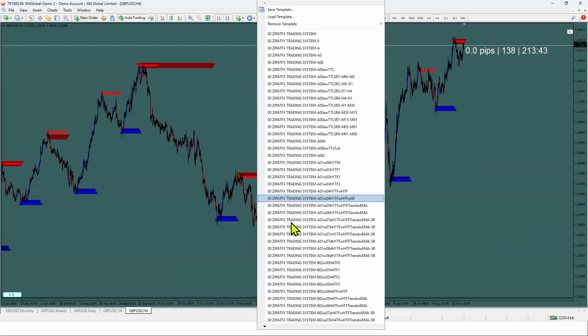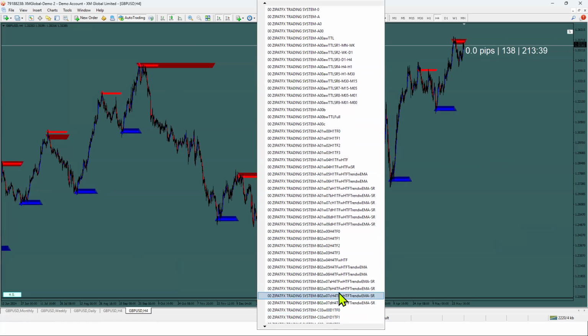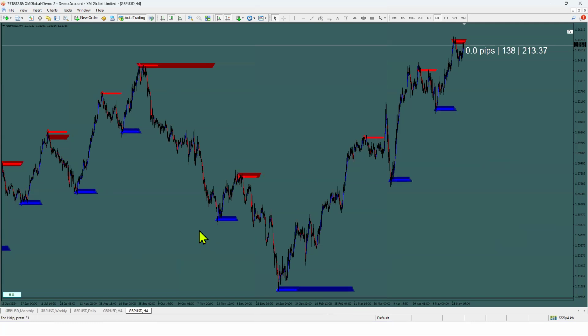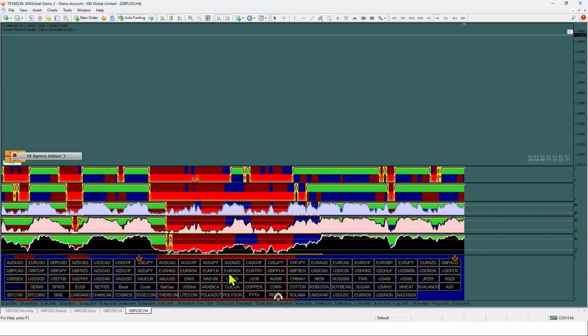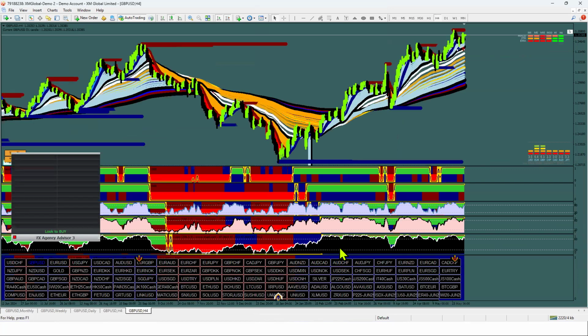Okay, so 4 hour. So we just come look for 4 hour here, and then say apply. So you can see that this market is in an uptrend. By merely looking at the market like this, you see that this market is in an uptrend. Now the system should be able to tell you that the market is in an uptrend.